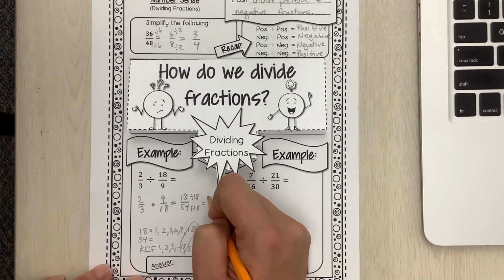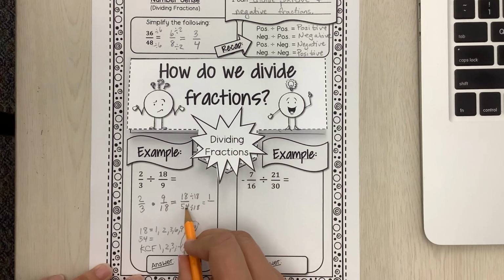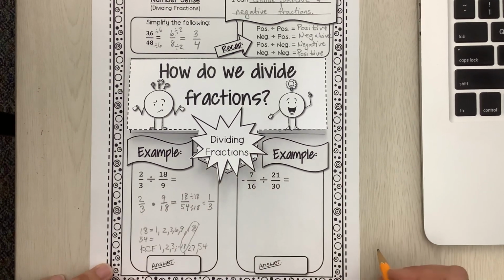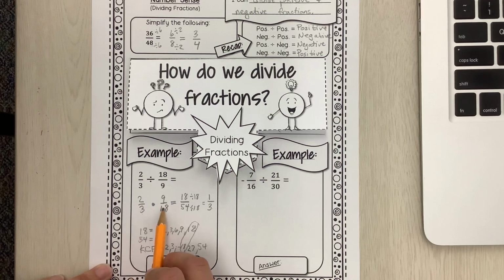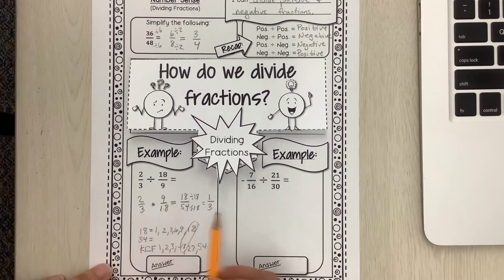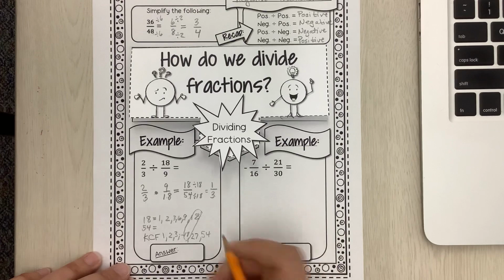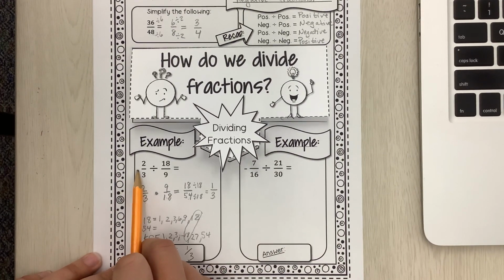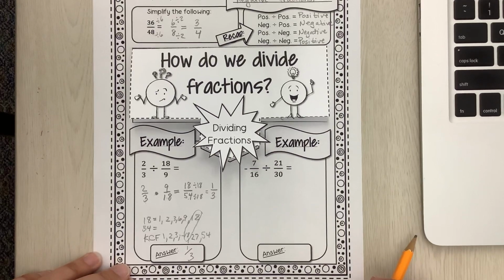So 18 divided by 18 is 1, and 54 divided by 18 is 3. 3 times 18 is 54. And look at that, we already figured that out here, because 3 times 18 is 54, so 54 divided by 18 would have to be 3. Fact families, right? They go together. Okay, so our answer is 1/3, and it is positive because it's a positive divided by a positive.